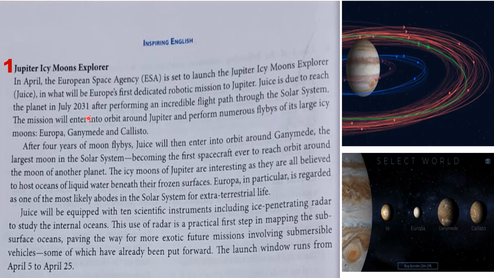2031. It has started in 23, but it will reach in 31 only, after performing an incredible flight path through the solar system. The mission will enter into the orbit around Jupiter and perform numerous flybys of its large icy moons, Europa, Ganymede, and Callisto. These are 3 moons of Jupiter, students. Jupiter has many moons, more than 60 they say, or sometimes 70 also they say. But mainly this explorer will go to these 3 moons and conduct studies, especially on Ganymede.